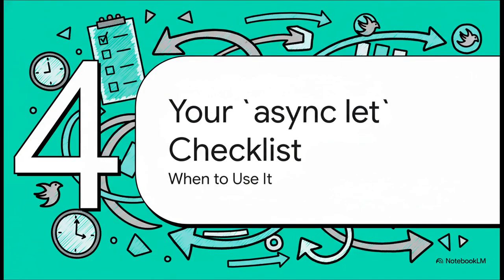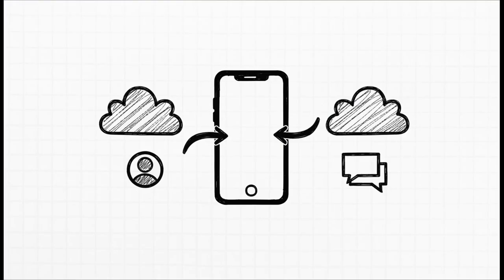Okay, so you're probably sold and ready to use it everywhere. But when is the perfect time to reach for this particular tool? Let's run through a quick checklist so you can spot the perfect opportunities in your own code. Here's the golden rule. Use async let whenever you have two or more tasks that are independent of each other. That's the key. One task doesn't need the result from the other one to get started. Think about loading a user's profile and their latest tweets from an API. Those are two separate calls, right? They can absolutely happen at the same time. That is a perfect use case.